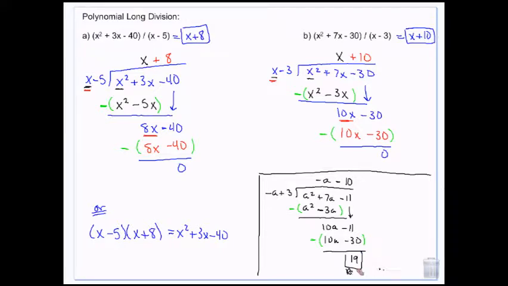Wow, that looks awful. So how we write that, we'd write negative a minus 10 plus 19 over negative a plus 3. So, rewrite that.